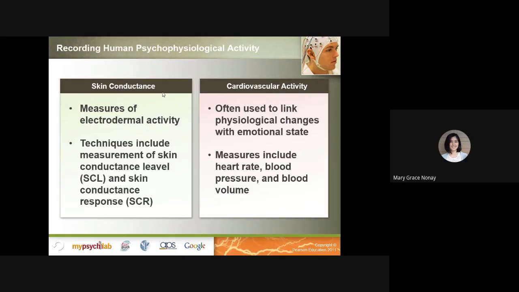Okay? And we also have the blood volume. So, parts of the body that are associated with psychological events. Okay?